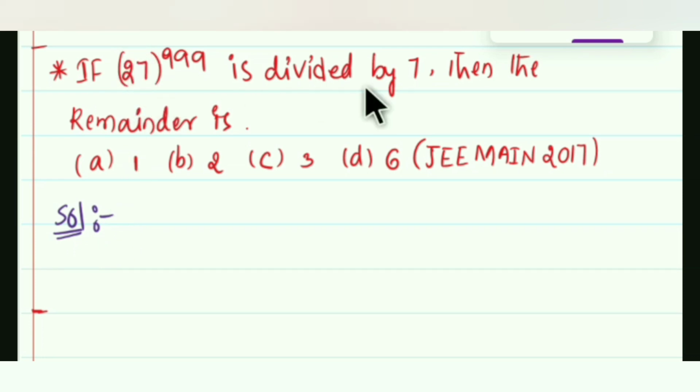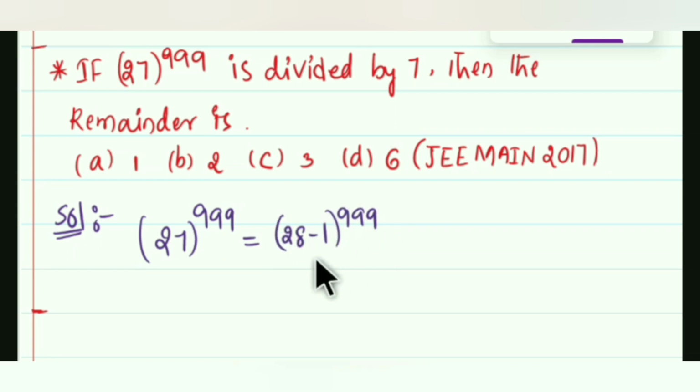So he has given 27 here, and the divisor is 7, right? For 7, the nearest multiple is 28. 27 we can write as 28 minus 1. Let me write that. So 27 to the power 999 can be written as 28 minus 1 to the power 999. As I told you, according to our shortcut, we need 1 before 28 to the next number, so I am taking the negative number as common. If I take minus 1 common, I will get 999 power, and I could write it as 1 minus 28 to the power 999 here.